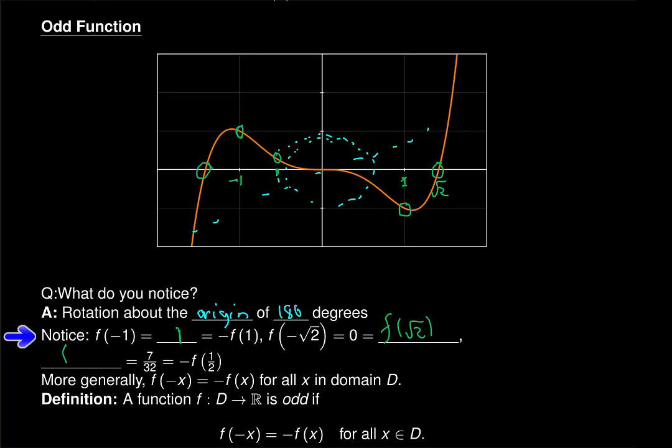So f of 1/2, and by very careful inspection, I can see that that's 7 over 32. No, actually, it's because I know the equation for this graph. That's why I know it's equal to 7 over 32. And if we take f of minus 1/2, well, it's going to give us the value of minus 7 over 32. So we have f of minus 1/2 is equal to minus f of 1/2.